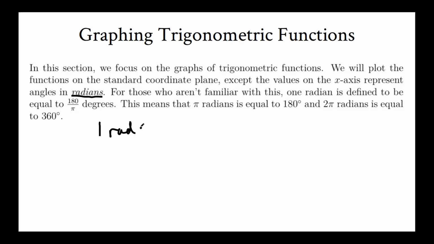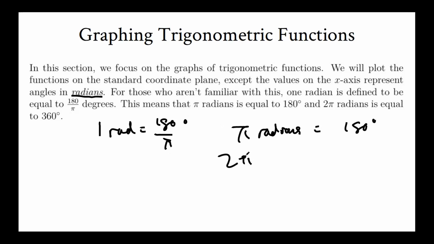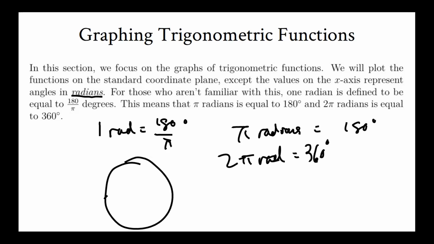1 radian is equal to 180 over pi degrees. So that means that pi radians equals 180 degrees, and a full circle or a full revolution will be 2 pi radians. So if you have this circle, just half of the circle here will be pi radians, but then the entire thing will be 2 pi radians.